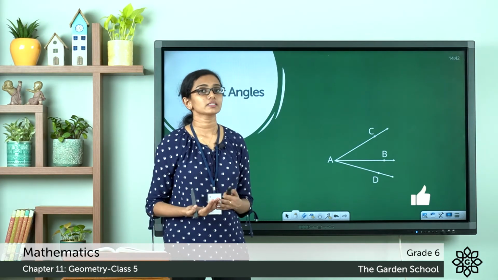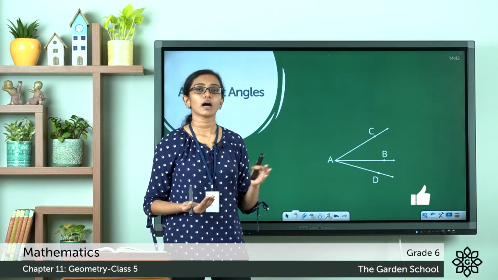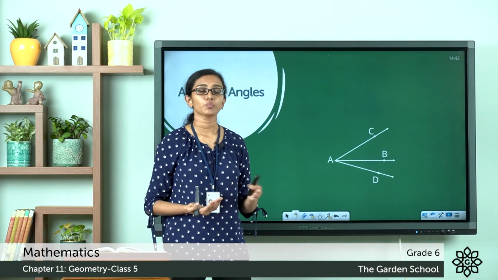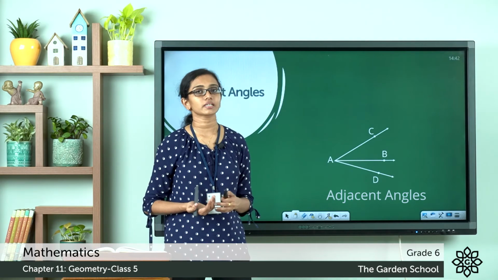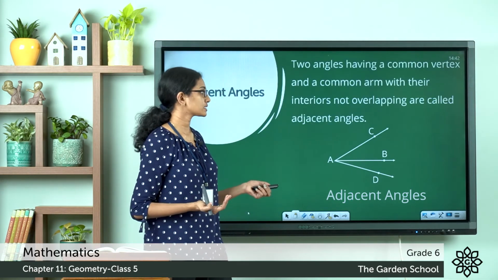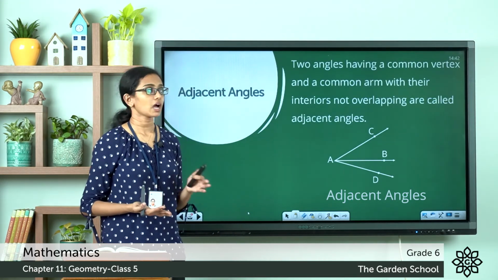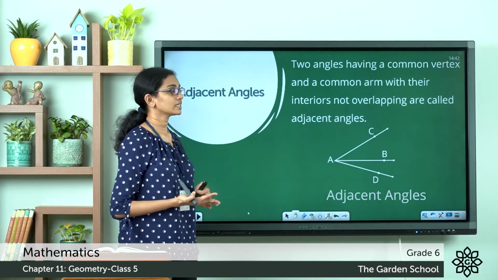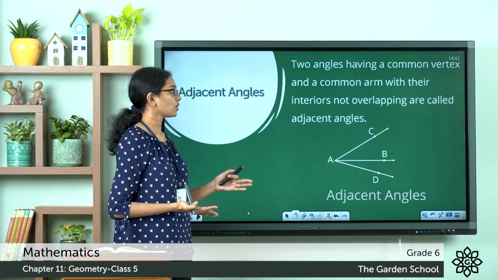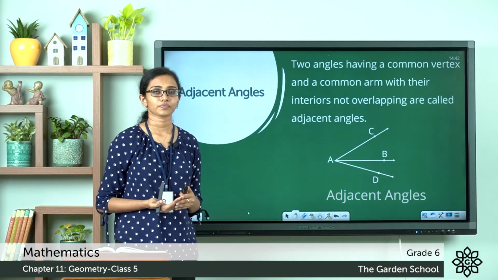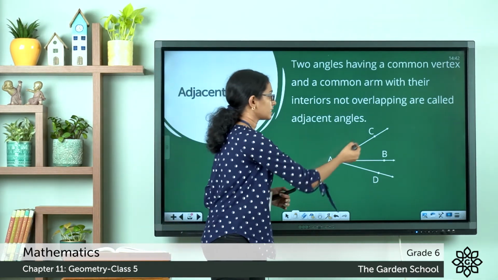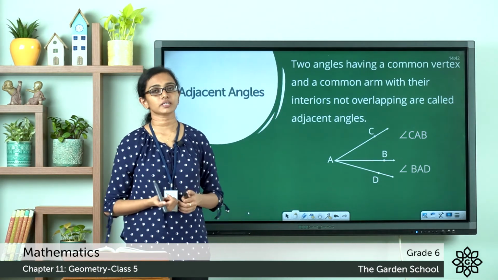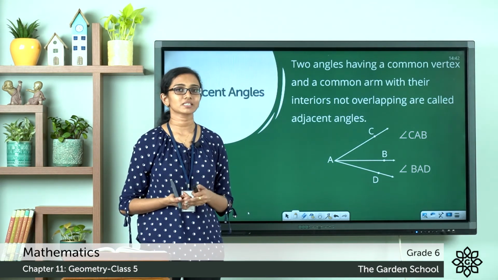So when two angles have a common arm, a common vertex and interiors that do not overlap, we call such angles adjacent angles. So what are adjacent angles? Two angles having a common vertex and a common arm with their interiors not overlapping are called adjacent angles. So here angle CAB and angle BAD are adjacent angles. I hope this is clear to you.